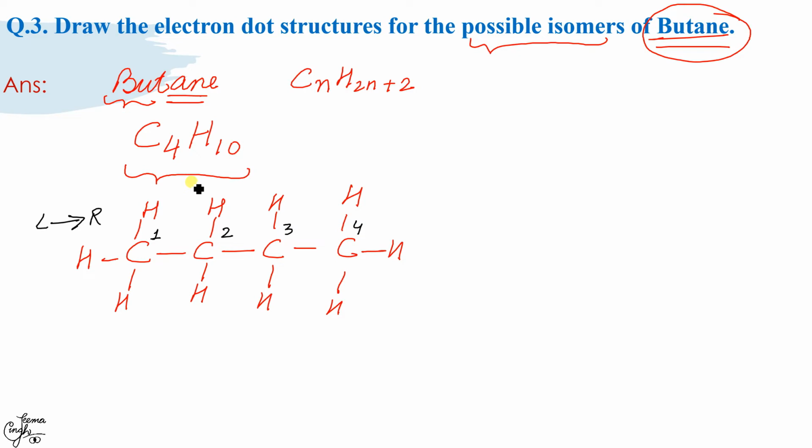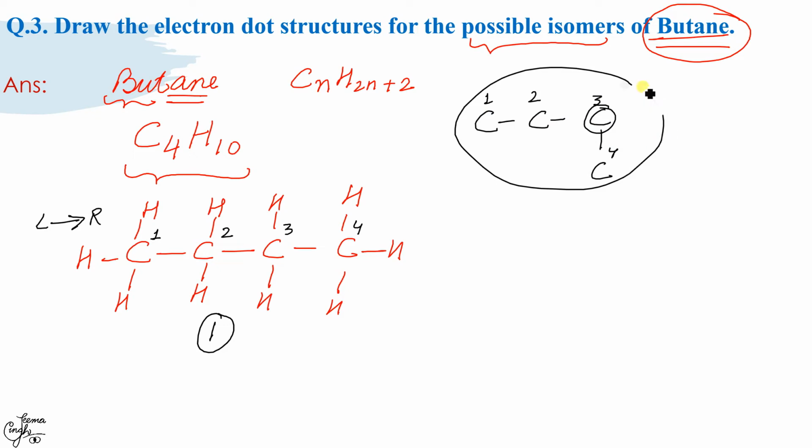We have checked that. Let's look for any other combination. This is number 1. Let's see if we have any other combination. 1, 2, 3 and 4. My dear student, if you write like this, it is not a branch, because look, 1, 2, 3, 4. This carbon is attached to only 2 other carbons. It is a straight chain. This one and this one are same. Fine. Let's look at the possibility.